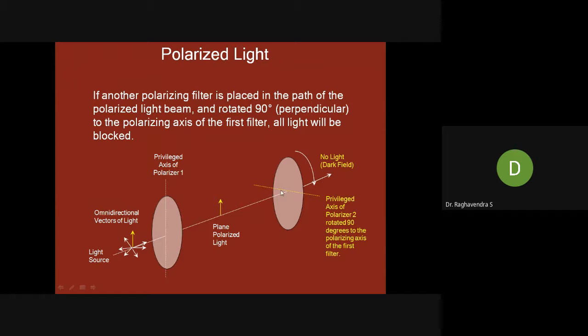What happens? This will block now. Then we will not get any images, only a dark field. The background will be very dark. Remember, there are dark field and white field patterns.